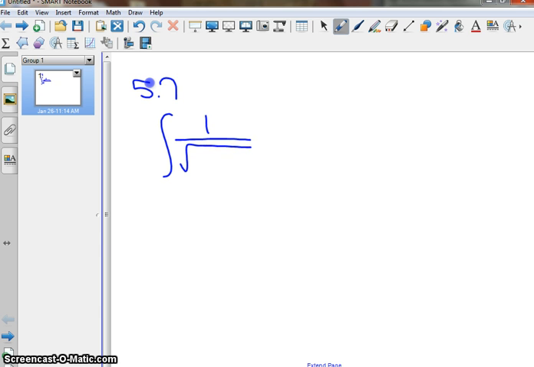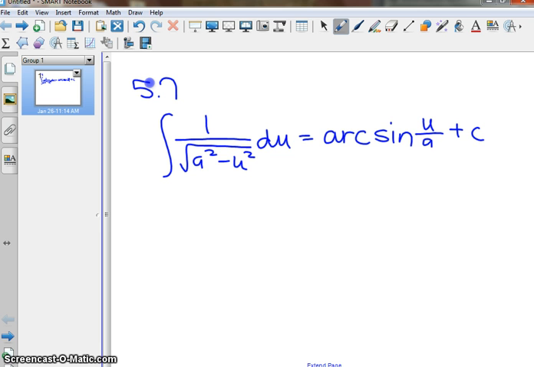1 over the square root of a squared minus u squared du is equal to arc sine of u over a plus c. If you remember from yesterday's lesson, the derivative of arc sine u is u prime over the square root of 1 minus u squared. So if you look at this formula, it is the same except for instead of a 1, we have an a squared.